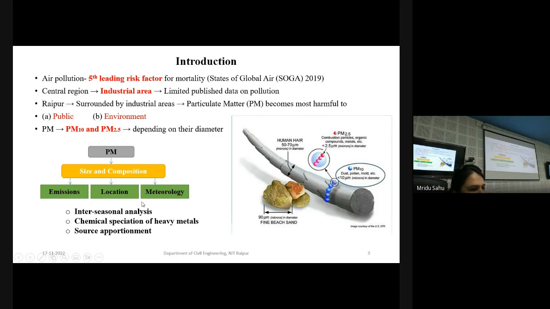Excuse me. Yes, ma'am. Can you say something about this? Why are we using PM 2.5 and PM 10, and in between there is no number?